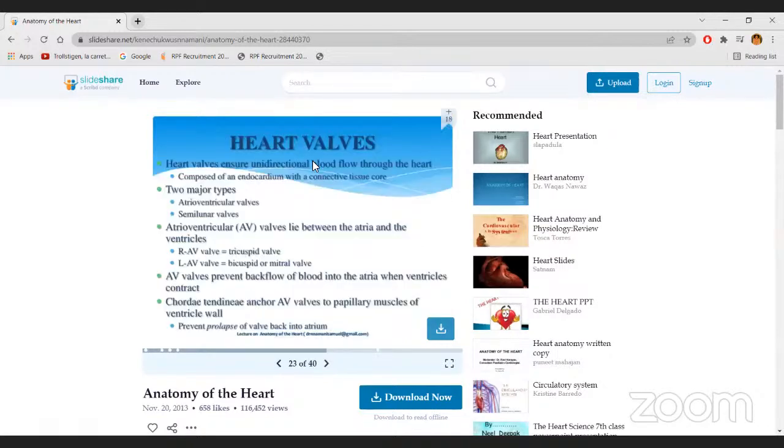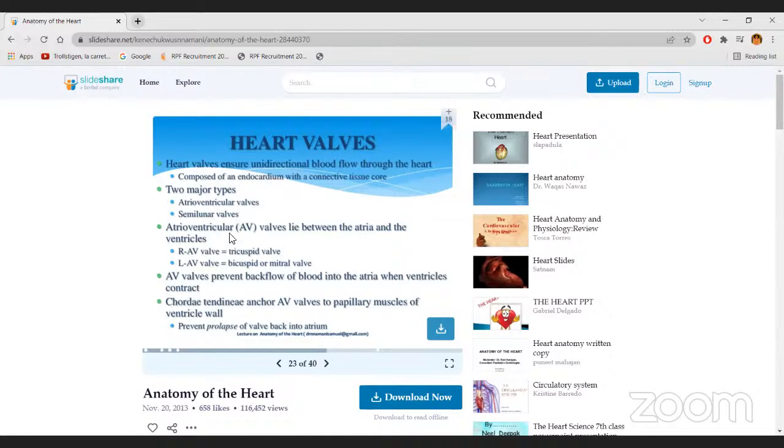The heart valves. The heart valves are very important. Heart valves ensure unidirectional blood flow through the heart, and are composed of an endocardium with a connective tissue core. There are two major types: the first one, atrioventricular valves, and semilunar valves.